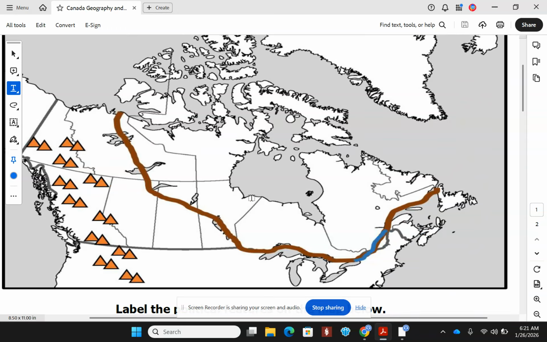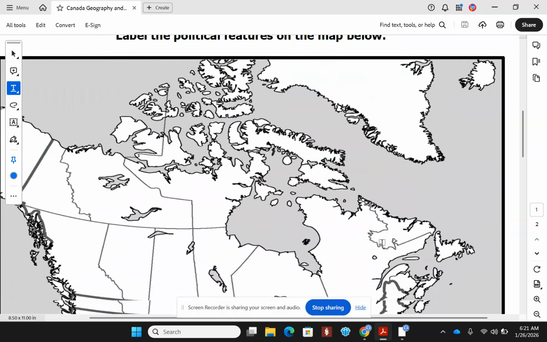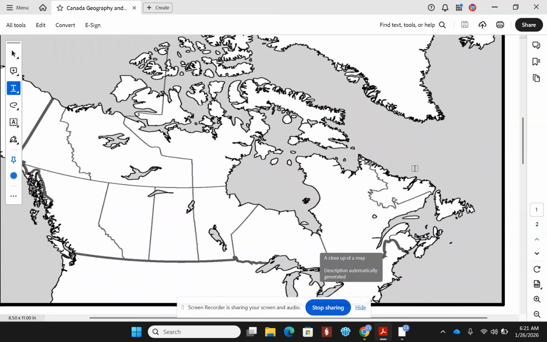Now let's move on to our political features. Let's just do the key political features. What's important? Quebec, right here, and of course Ontario, and then British Columbia, Yukon Territory, Northwest Territory, and Nunavut. But those are the only important ones: Quebec, Ontario, British Columbia, Yukon Territory, Northwest Territory.